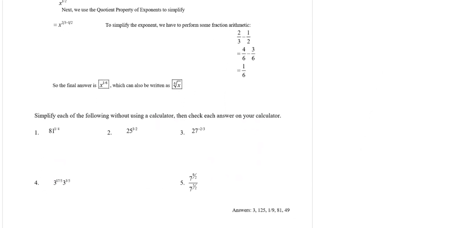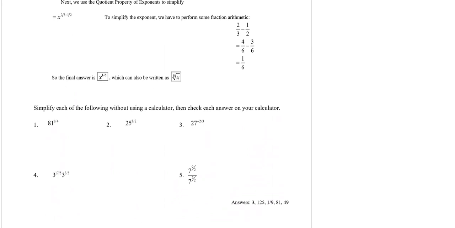Then you are also asked to try to find these numbers without a calculator first. 81 to the 1/4 basically just means the 4th root of 81. What number to the 4th power gives you 81? And that number is 3. The answers are down here, but you should try to do these on your own first, and you can also check on your calculator, and then you can check the answers here. So make sure you review your properties of exponents that are going to be important in the next couple of sections.